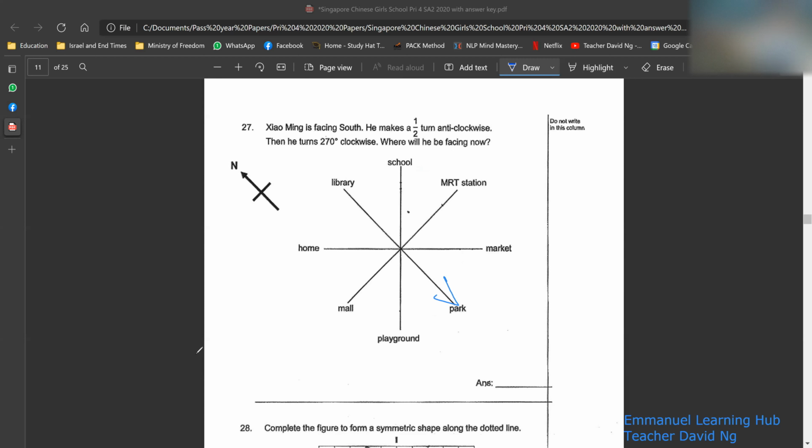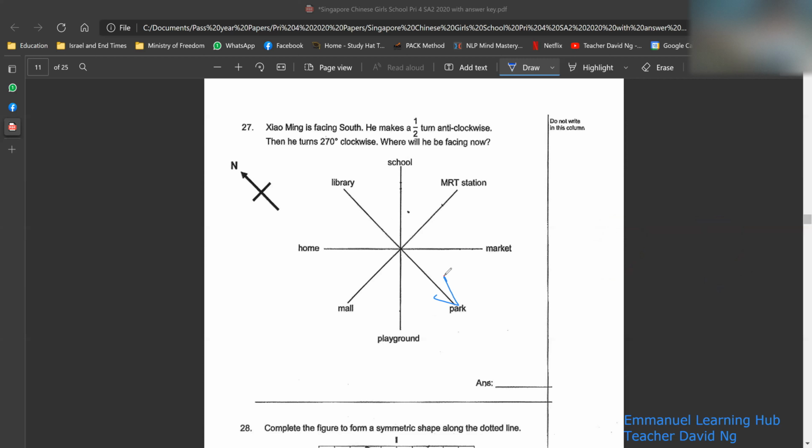Yep. You see, clockwise, anti-clockwise, the direction is very important. Half turn anti-clockwise. Anti-clockwise is this way. Clockwise is this way. Okay, you understand the difference? Clockwise, anti-clockwise, direction difference. Okay. So he's facing south, right?